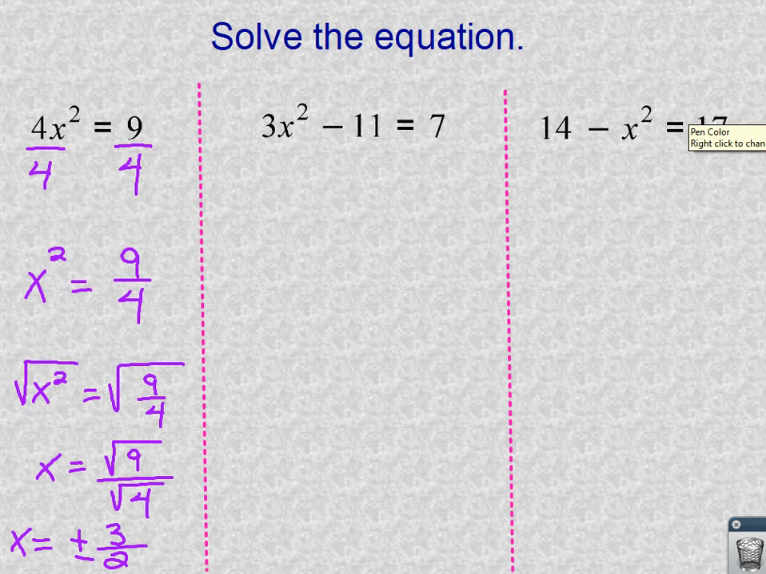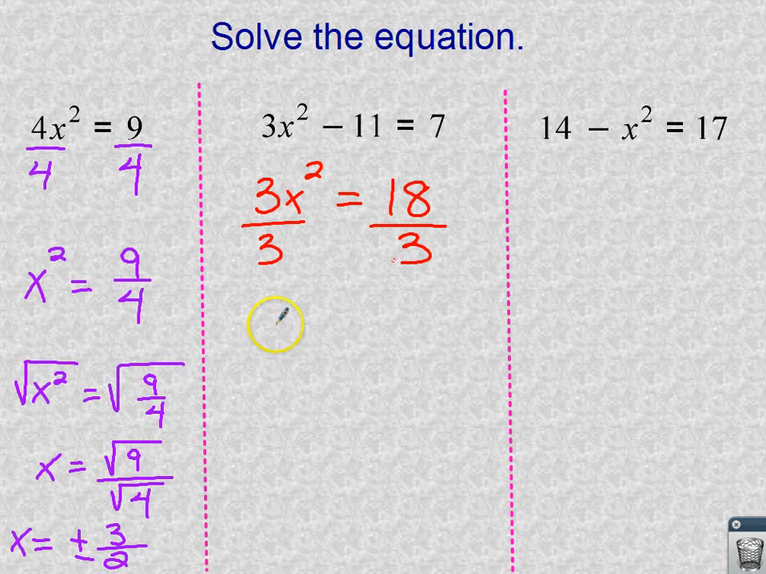Okay, next one. Solving for x again, we're going to add 11 to both sides. I'm just going to skip that whole showing the work part for right now, just to save some time. So 3x squared is equal to, add 11 to both sides, 7 plus 11 is 18. Now we take our coefficient, divide both sides by the coefficient of 3. So x squared is equal to 6.